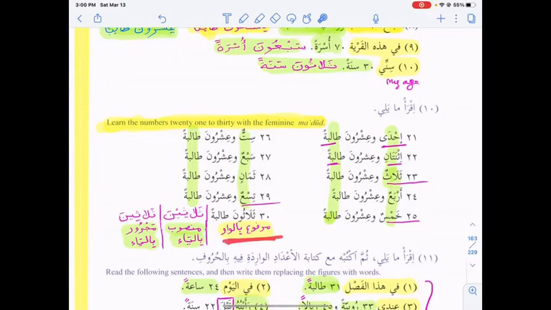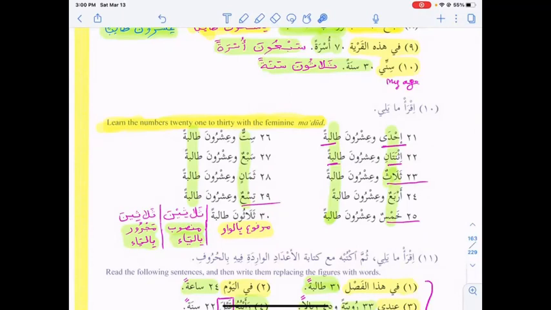ثلاثون مرفوع بالواو. ثلاثين منصوب بالياء. ثلاثين مجرور بالياء. ثلاثون. Oh yes, that means 30. I had composed this song, but I never got an opportunity.